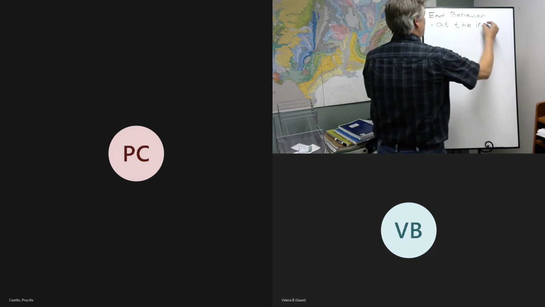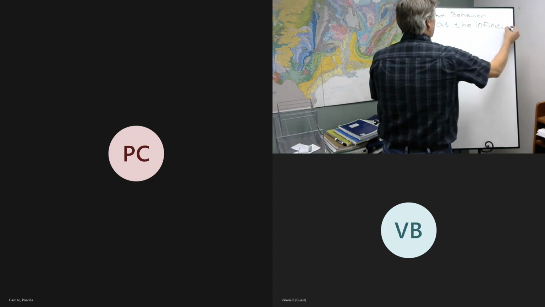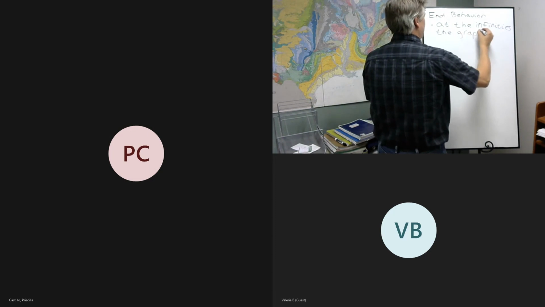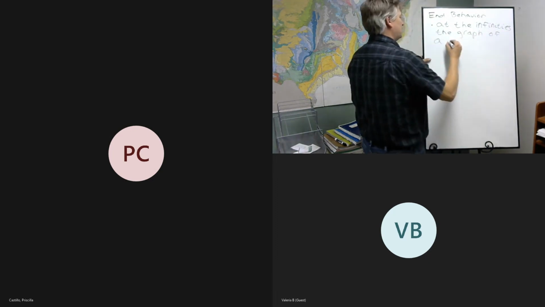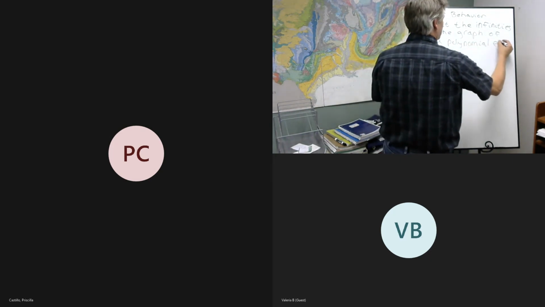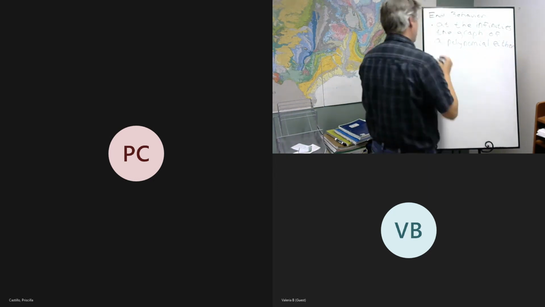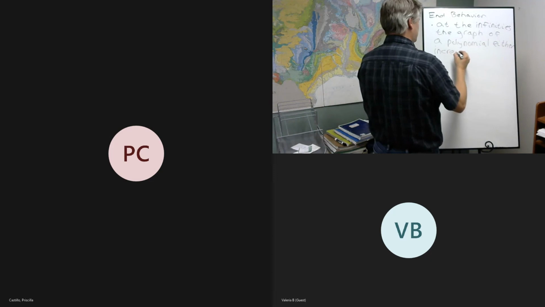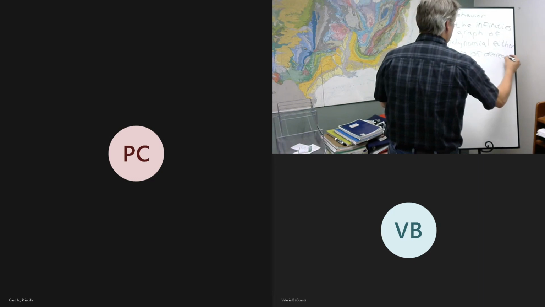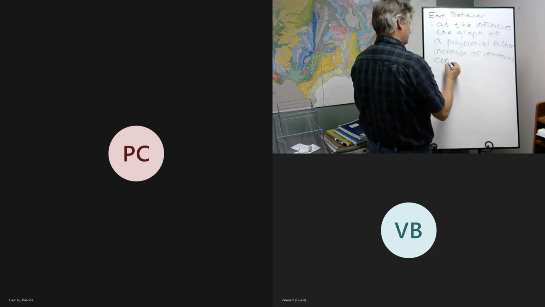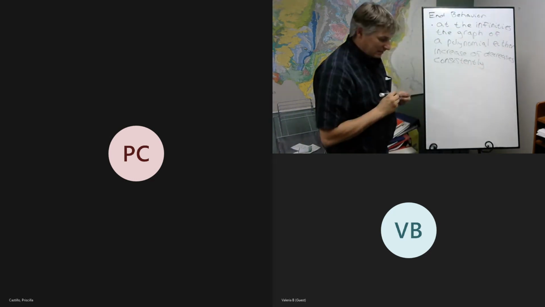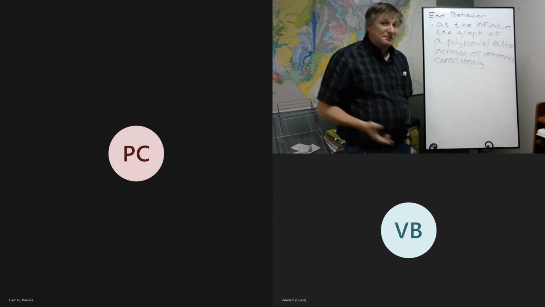At the infinities, the graph of a polynomial either increases or decreases consistently. It'll increase or decrease consistently.